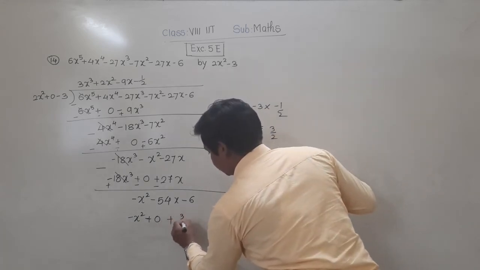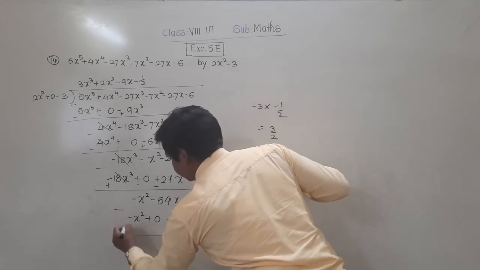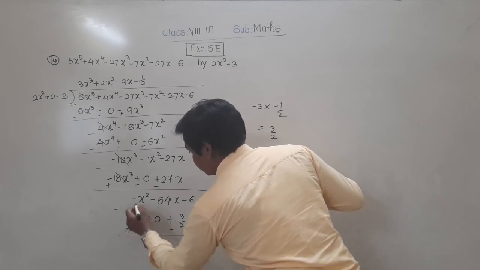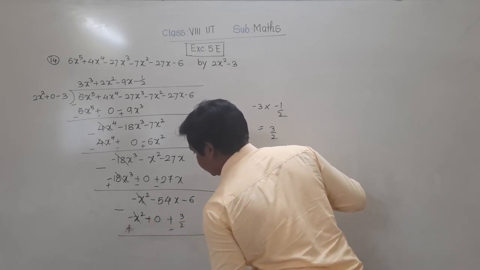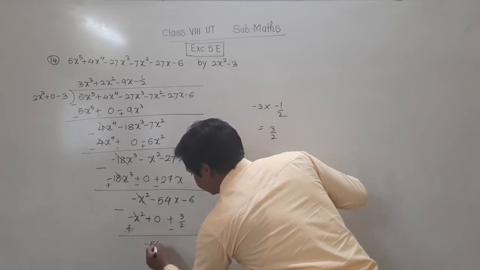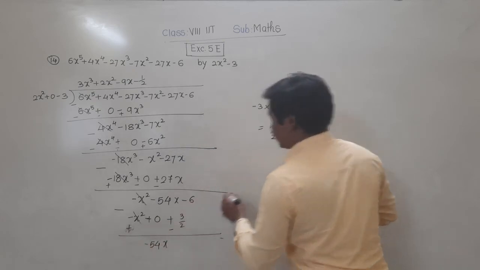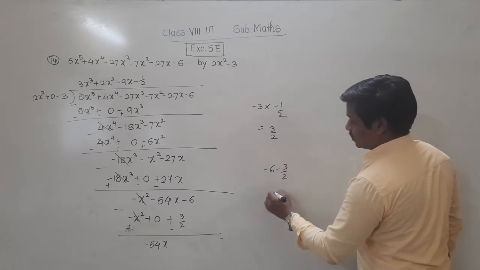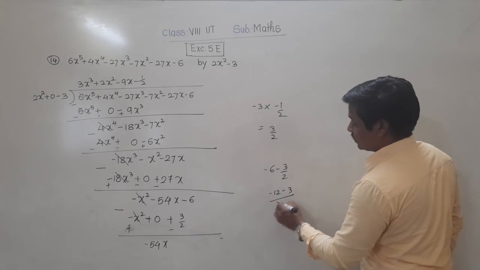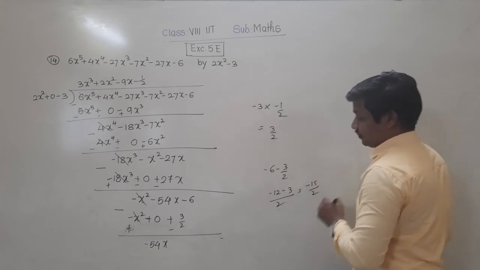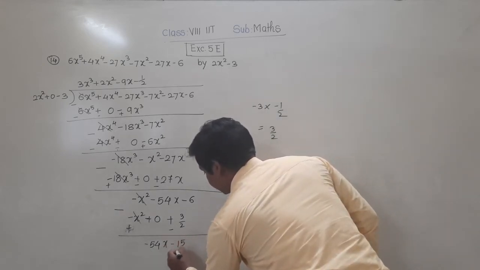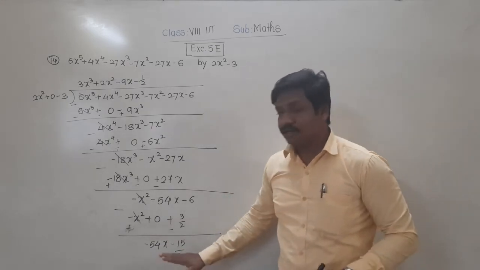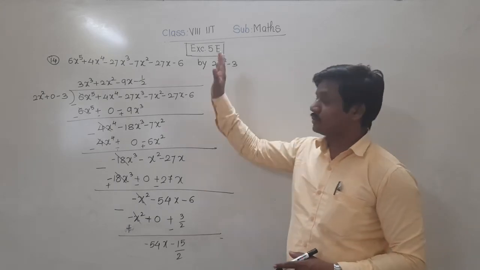So subtract this, this will become plus, minus x square plus x square cancels. Here minus 54x will come down, minus 6, see minus 6 minus 3 by 2. 3 2s are 6, 12, minus 12 minus 3 by 2, that is minus 15 by 2. Now see, dear students, this is the remainder in this operation.